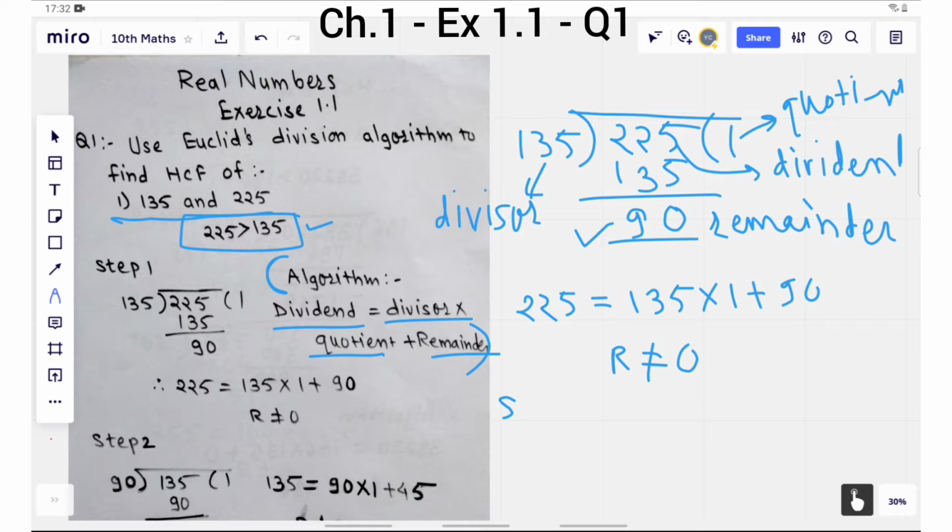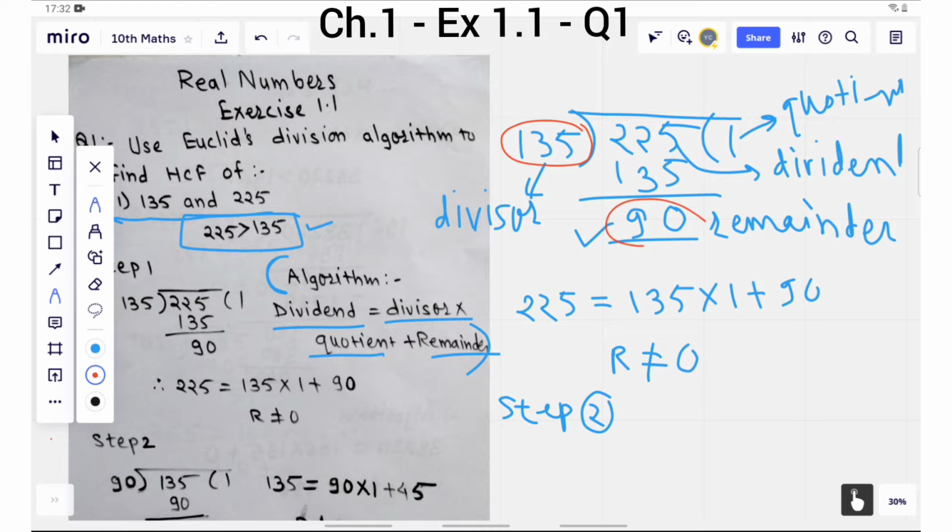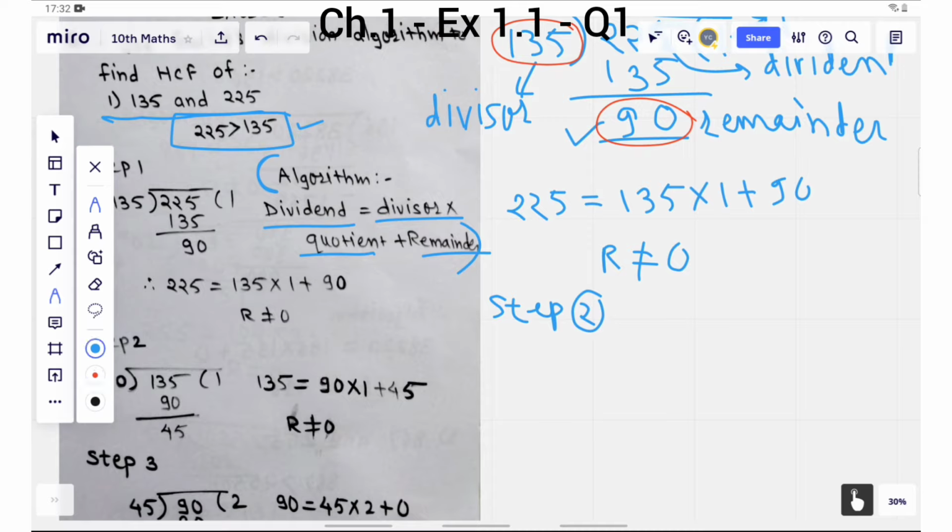Now we are going to move to step 2, and in step 2 we are going to take two numbers from the first step, that is, we have to take the divisor and the remainder of the first step. In the second step we have to divide the divisor, that is 135, by the remainder, that is 90. So now we are going to divide 135 by 90, and 90 ones are 90.